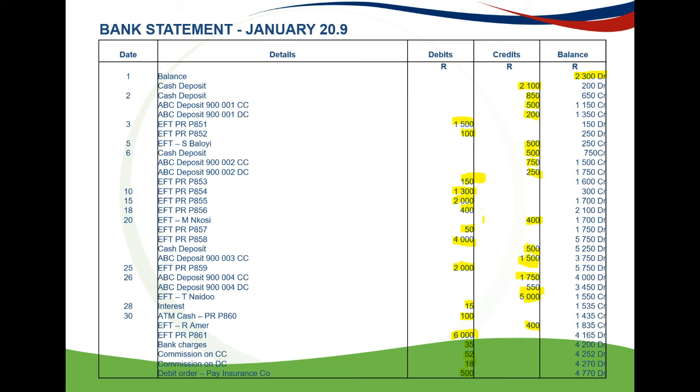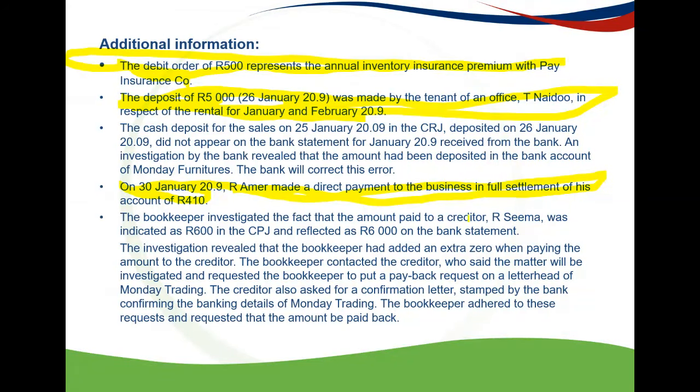We've done the first part, comparing the bank statement with the previous month's bank reconciliation statement. We've now compared the bank statement with the cash journals, the cash receipts and the cash payments. So now we must physically go and do the bank reconciliation statement. Everything here has been addressed, except here the cash deposit for the sales on 25th January in the CRJ, deposited on 26th January, did not appear on the bank statement. That must still be recorded, but that is something that must appear on the bank statement. So it's not on the bank statement. Therefore, that's going to be an outstanding deposit.